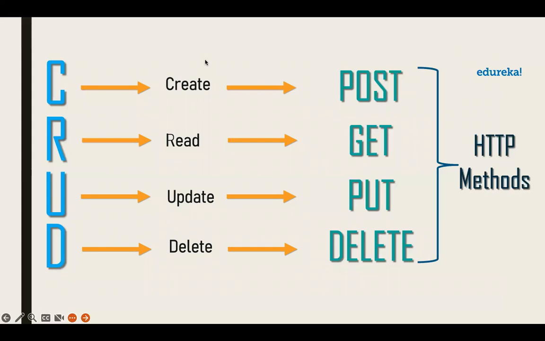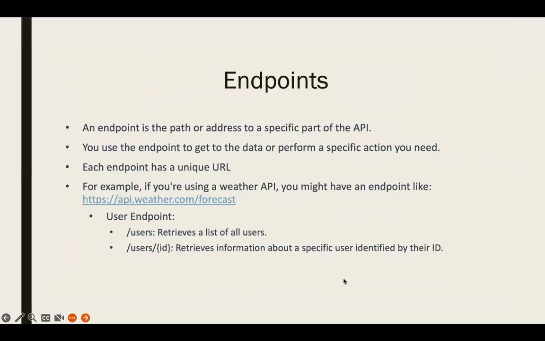APIs rely on requests, and there are 4 different HTTP methods for the API requests: post, get, put, and delete. So post creates, get reads, put updates, and delete deletes.